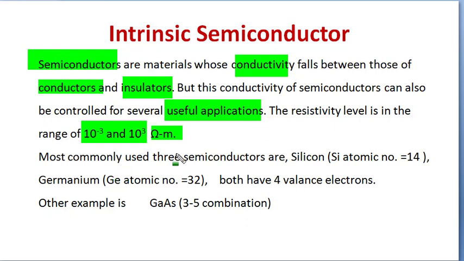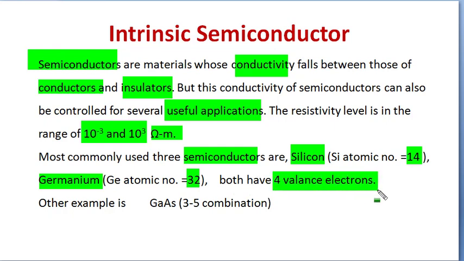Now the most common semiconductor materials which we are using nowadays are silicon having atomic number 14, and germanium having atomic number 32. These two have 4 valence electrons, so they are tetravalent. Another popular example is gallium arsenide, which is basically a 3-5 combination. Gallium has valency 3 and arsenic has valency 5. So gallium arsenide is a 3-5 combination.